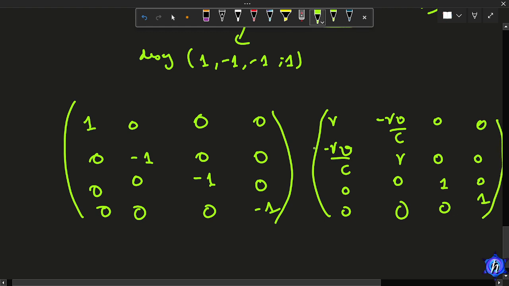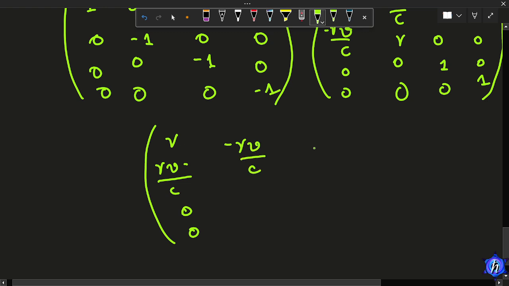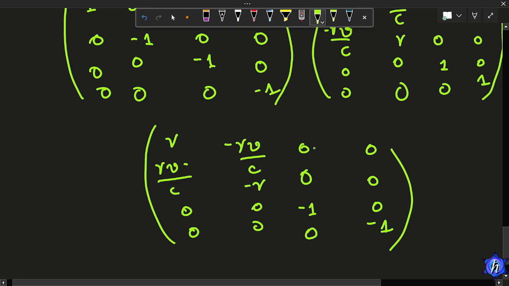We can multiply these two matrices, and we will get gamma, gamma v by c, 0, 0; minus gamma v by c, minus gamma, 0, 0; 0, 0, minus 1, 0; 0, 0, 0, minus 1. This is the matrix that we get by multiplying, and this is equation 1.44.